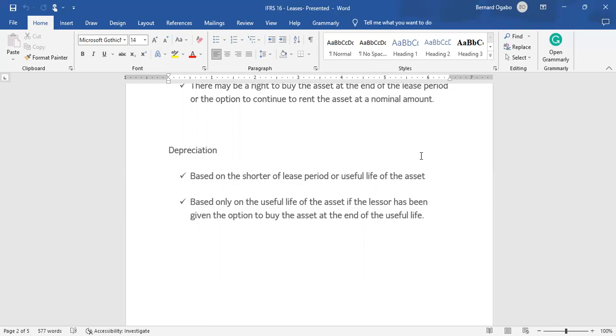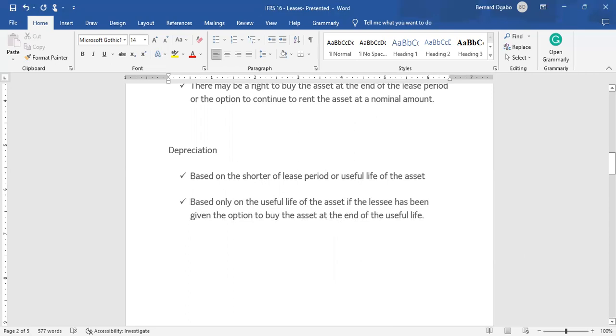But you can only depreciate the asset based on the useful life if the lessee is going to buy the asset, that is, if the lessee, not the lessor, has been given the option to buy the asset at the end of the useful life of the asset. So the shorter of the lease period or the useful life of the asset is what we use to depreciate the asset.